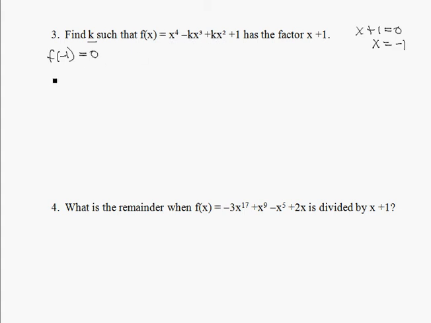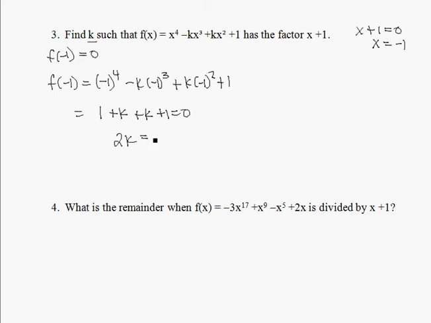and see if we can figure out what k is equal to. So f of -1 is -1 to the 4th minus k times -1 cubed plus k times -1 squared plus 1. So we get 1, and this would be plus k plus k plus 1 is equal to 0. So I get 2k, we'll just make this plus 2 equals 0. So 2k is -2, k equals -1. So that would be our value of k to make it such that x plus 1 is a factor or -1 is a root of this polynomial function.